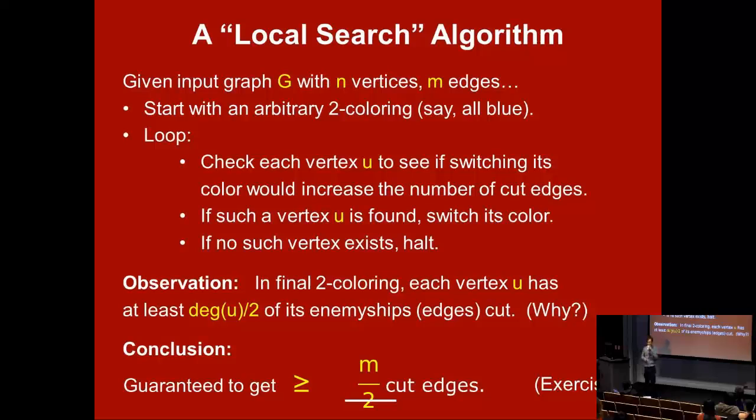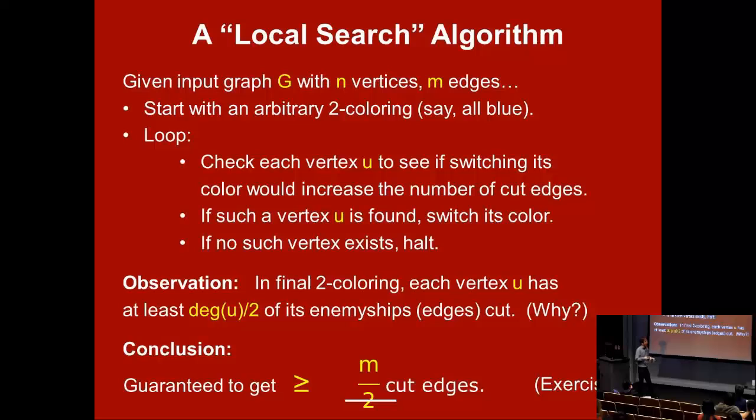Yes? If it weren't true, then it would have been better for you to flip it, because then more than half would be cut. Yeah, that's exactly right. This is exactly what you check when you're checking if it's a good idea to flip a vertex. If a vertex u has less than half of its edges cut, then it's better to flip its color, because then all the uncut edges will become cut, and all the cut edges will become uncut. So you always want that to be the bigger amount.